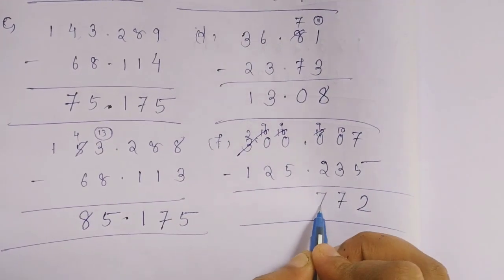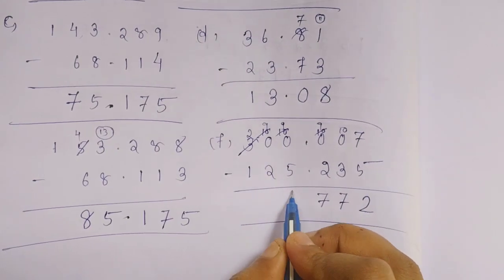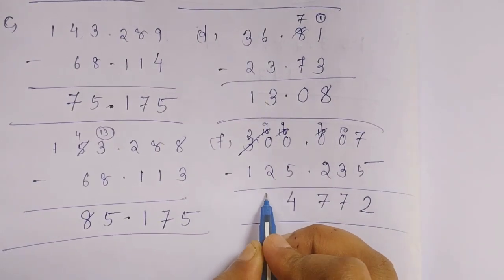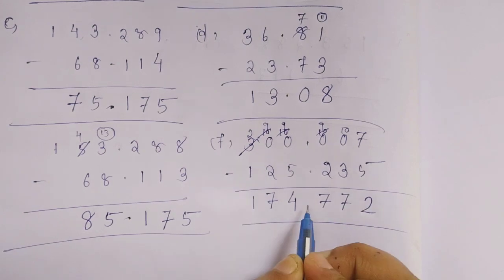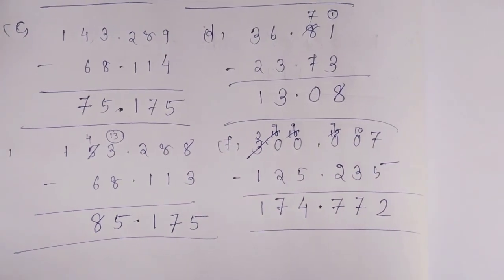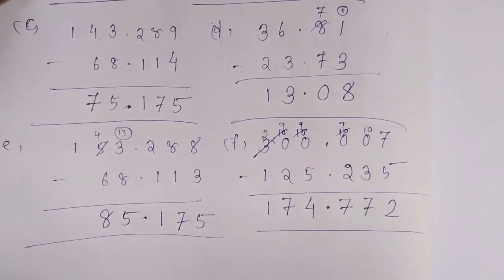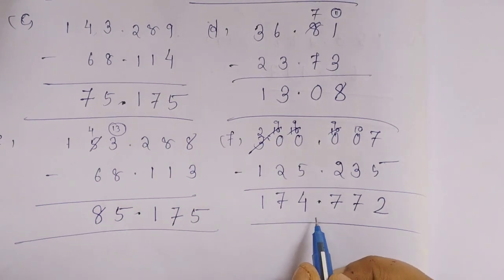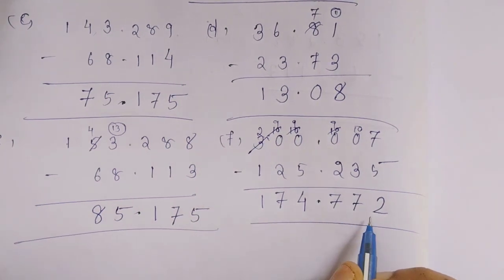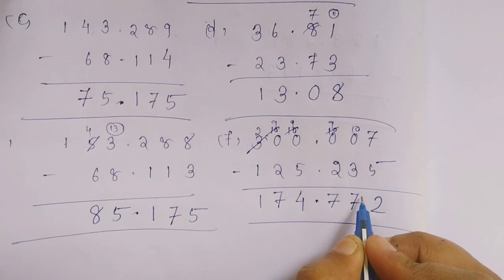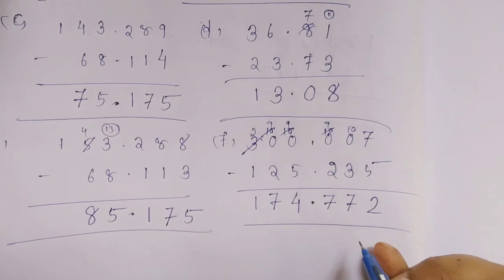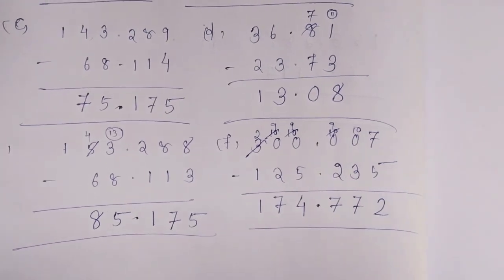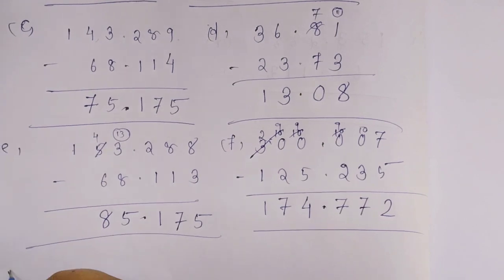Then 9 minus 2 is 7. Then 9 minus 5 is 4. 9 minus 2 equals 7. 2 minus 1 is 1. And we put the decimal place. So the answer is 174.772. Now we solve question number 2.